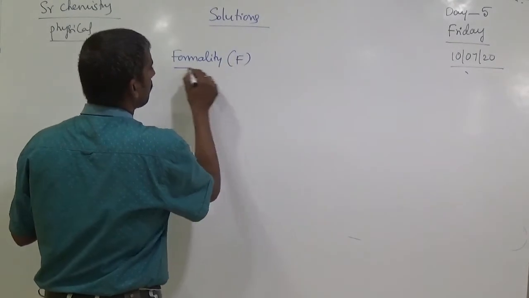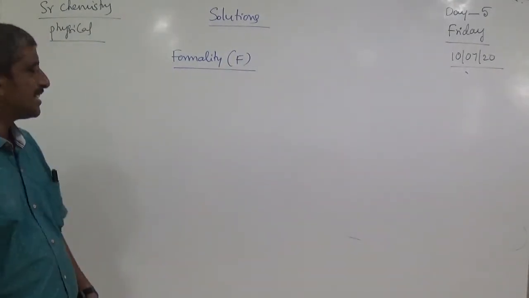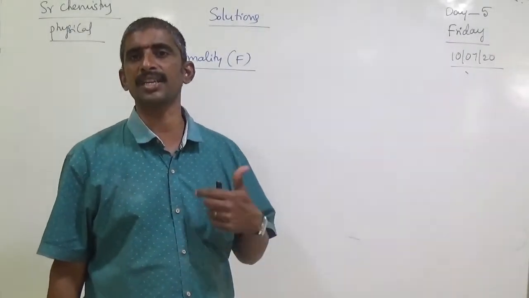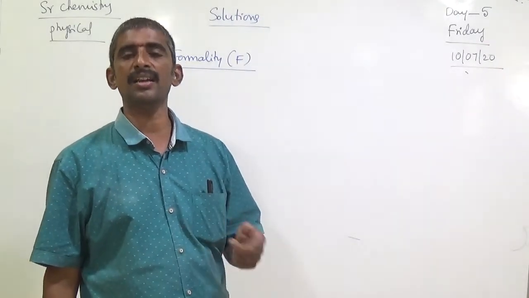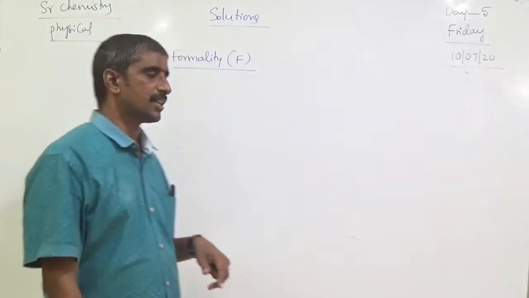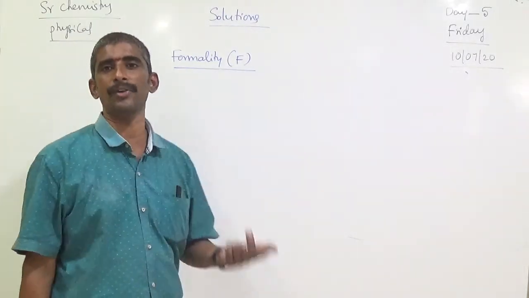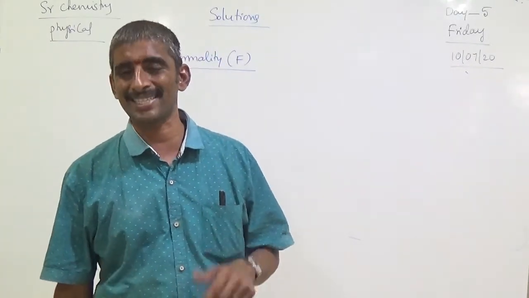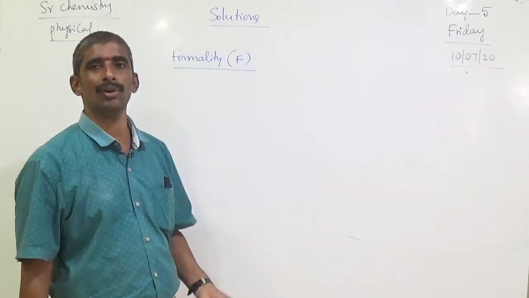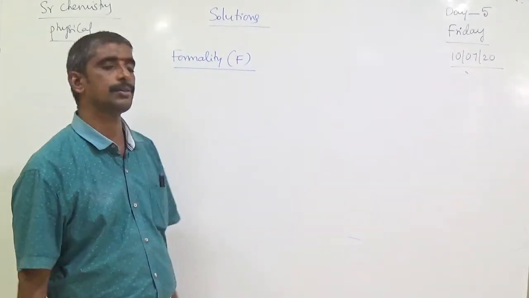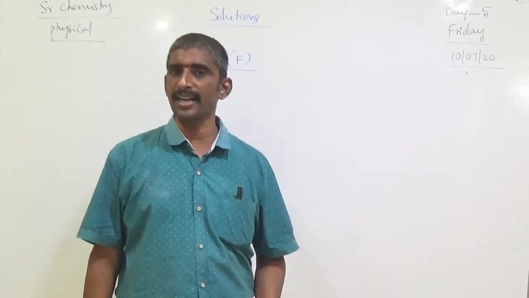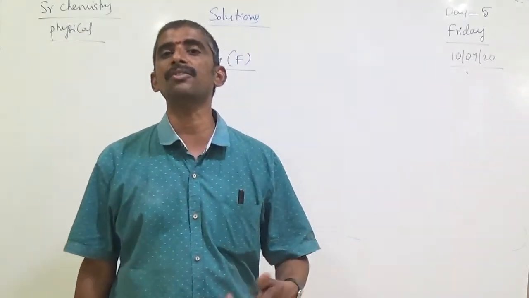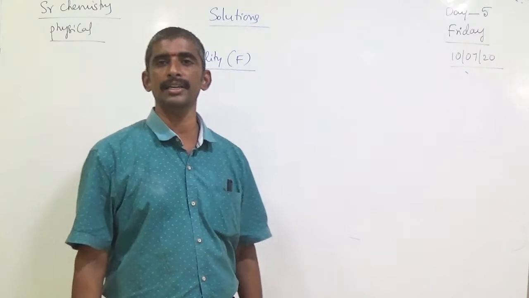Formality is denoted by the symbol capital F. It is expressed only for crystalline ionic substances like NaCl or KCl. Formality can be defined as the number of gram formula weights of substance present in 1 liter of the solution.